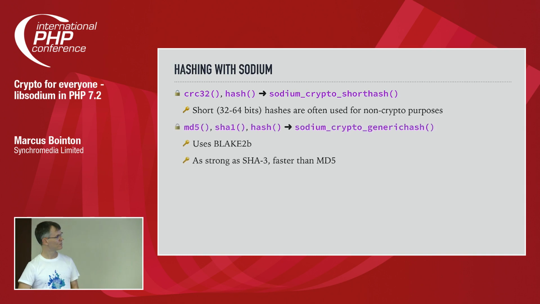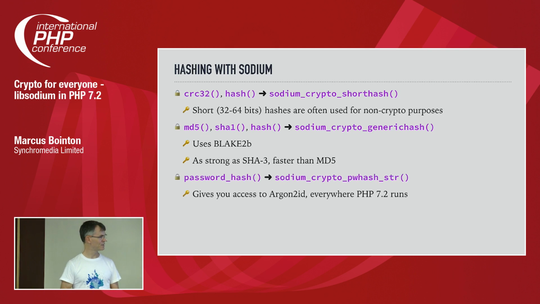So, then we get on to the fast hashes. The main thing it has is this thing called generic hash, and this is a replacement for things like MD5, SHA1, and also many of the things in the hash function. It just has this thing called generic hash. You just pass in a string and it gives you back the hash. Internally, it uses this algorithm called Blake2b, which is considered to be as strong as SHA3, which hasn't been deployed much, but it's actually faster than MD5. So that's a nice hash algorithm to use.